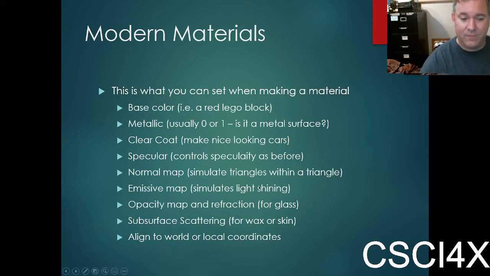It can have an emissive map, so every point on the surface can glow or not glow, like the Kmart sign that one of you guys was doing. You can have refraction, so you can have light bend through it. You can have an opacity map, which means parts of it can be transparent, some can be translucent, some can be opaque. You can do subsurface scattering.